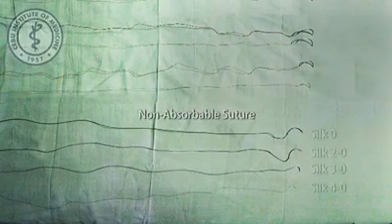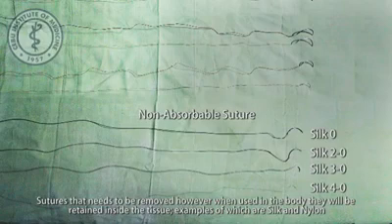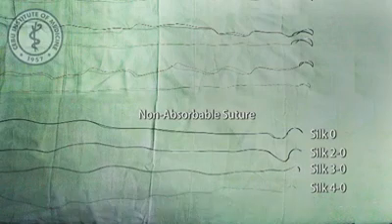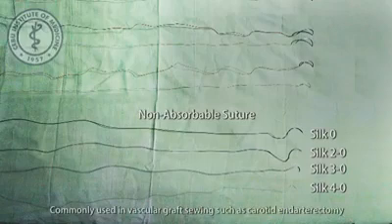Non-absorbable suture, suture that needs to be removed; however, when used in the body, they will be retained inside the tissue, examples of which are silk and nylon. Silk 4-0, commonly used in vascular graft sewing such as carotid endarterectomy.